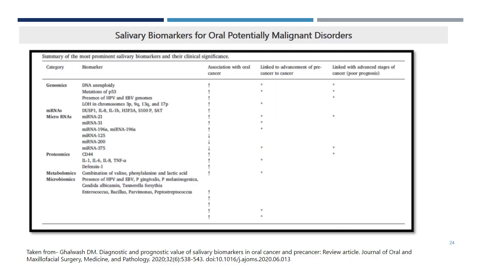Oral potentially malignant disorders should be under constant surveillance because they have the highest chance of malignant transformation. Various salivary biomarkers can be used to detect progression to cancer. Various genomic studies for DNA aneuploidy, mutations in the p53 gene, or presence of HPV and EBV genomes can be used because they have an increased association with oral cancer and are also linked to advancement of pre-cancer to cancer. Various mRNAs, microRNAs, and proteins can also be used as salivary biomarkers for the same.